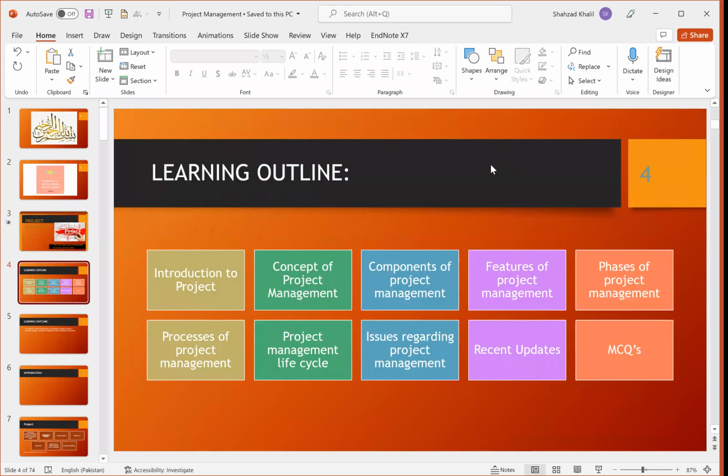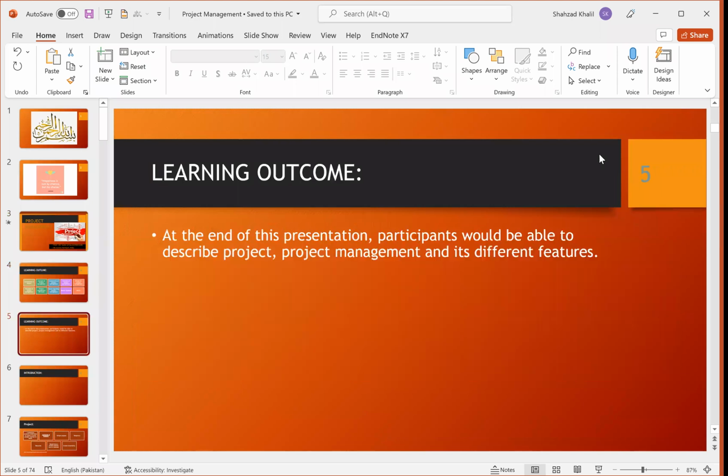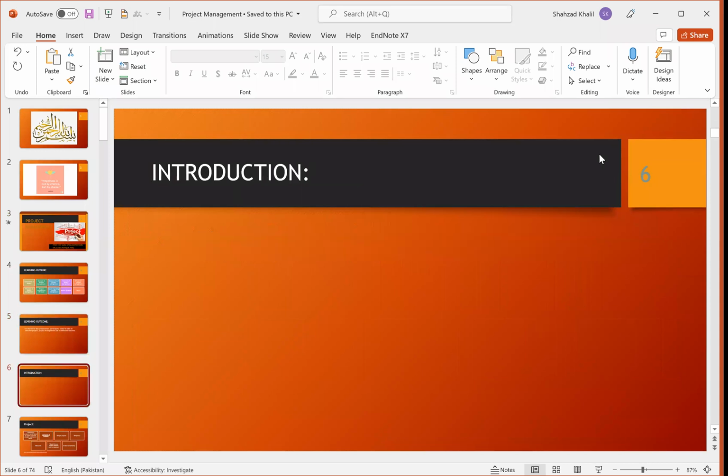Learning outlines include the introduction to project, concept of project management, components of project management, its features, its phases, process, project, issues regarding project management, recent updates, and multiple choice questions. Learning outcome: at the end of this presentation, participants will be able to describe project management and its different features. Introduction.